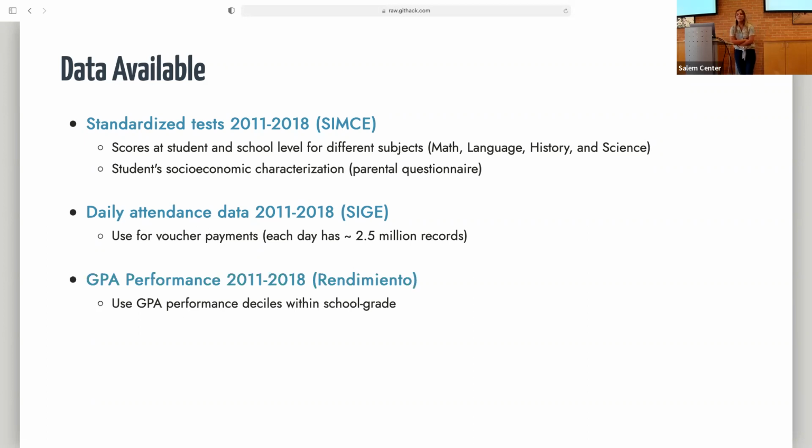And finally, we also have GPA performance for all students. So again, this will help us build these different deciles of performance and assess the distribution and how the attendance is affecting different parts of the distribution of students, right?